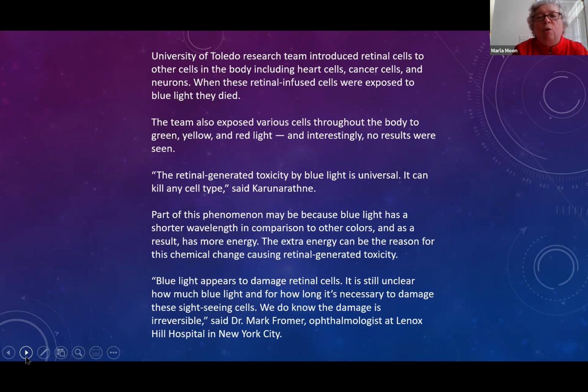So it's the unknown. We know that they've been able to prove this in laboratory studies and in mice and rat studies, but we don't know how much is too much. So I'm educating my patients on the proactive, on the preventative aspects. So next slide, please.